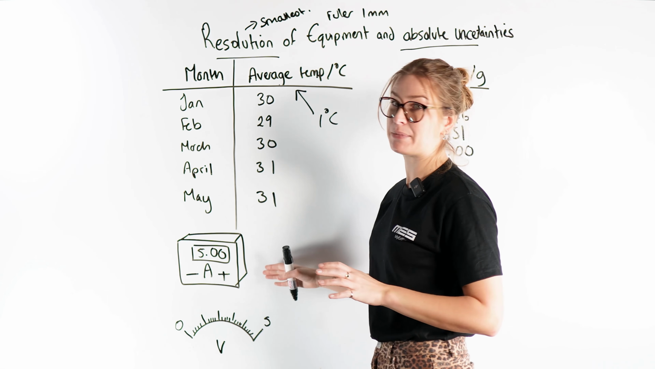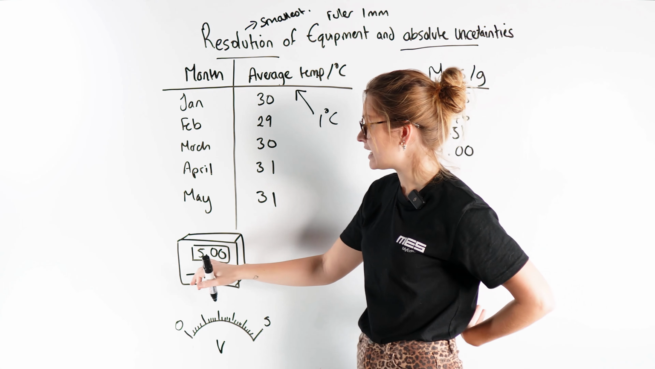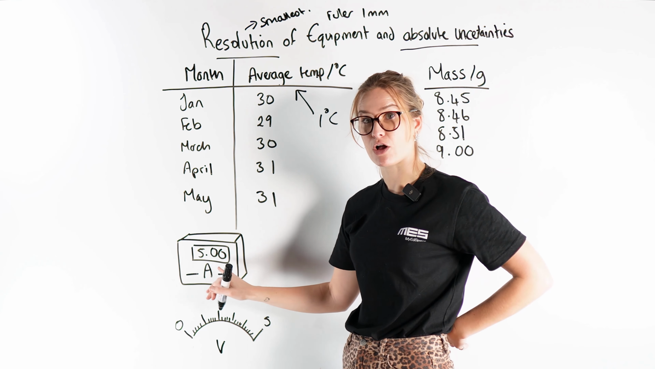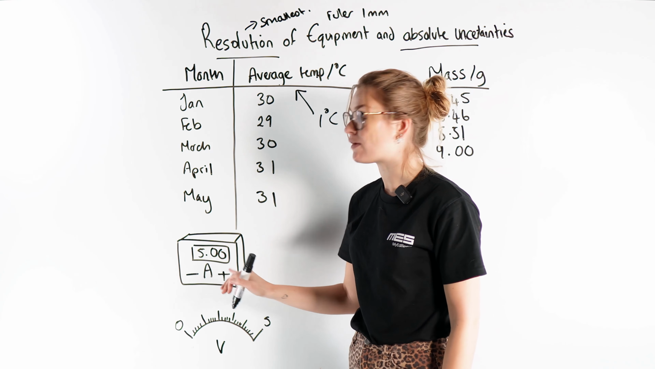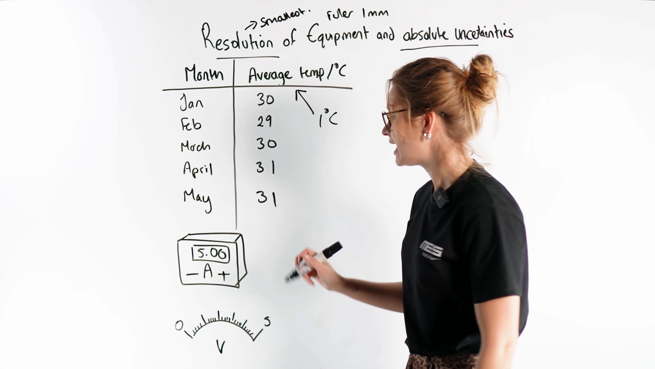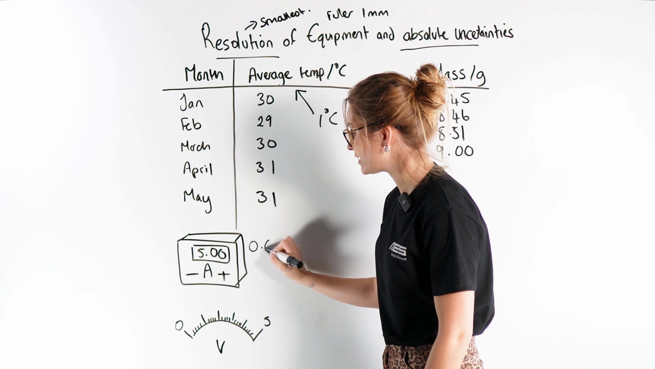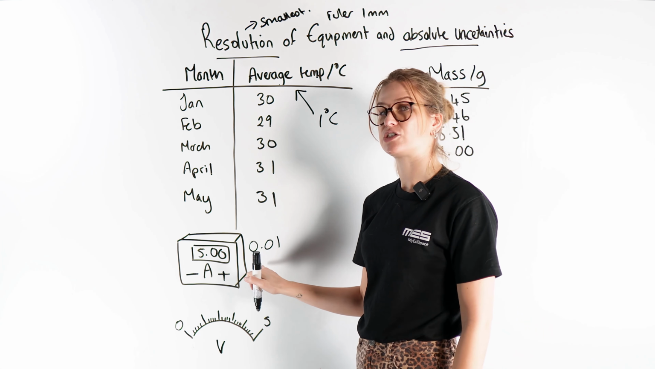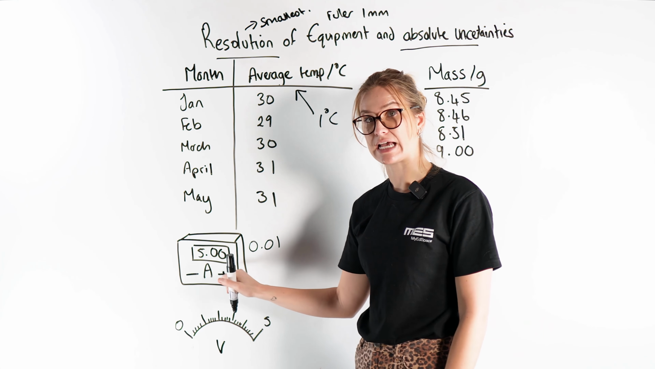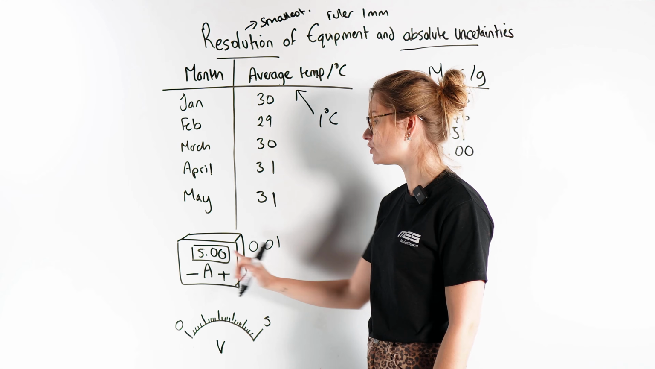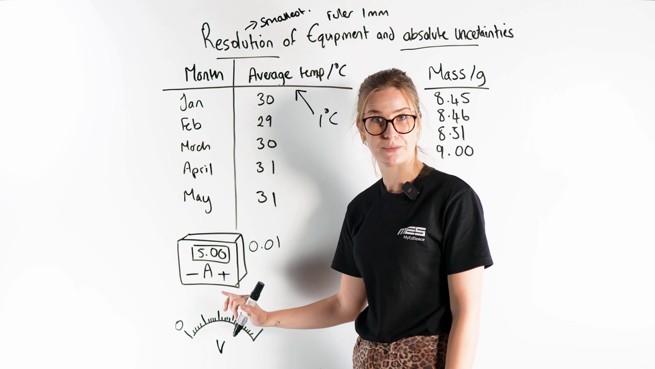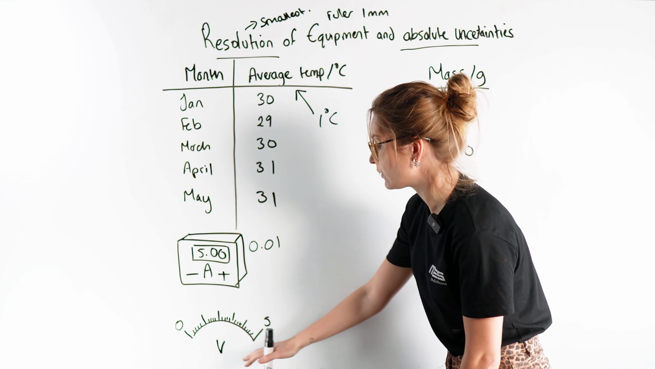Let's say we have an ammeter here. So here's my ammeter, and it might say 5.00. Because it says 0.00, I'm thinking, what's the smallest number it could tell me? And the smallest number it could tell me is 0.01. So that's the resolution of my ammeter, the smallest number it could tell me: 0.01, 0.02, 5.01, 5.02. More examples. Let's say we've got a voltmeter.